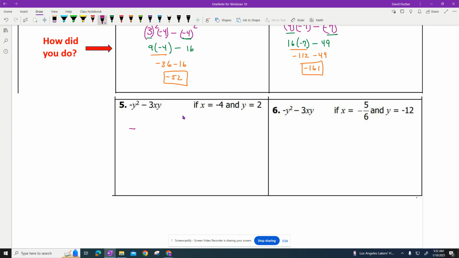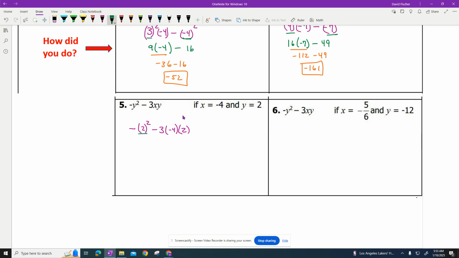I'm going to give that minus sign right there. And then here's my y. I want to put them in parentheses, squared. Minus, there's a 3, x is a negative 4, and my y is a 2. Alright, so now let's go do our exponents. There's no work in parentheses to be done, but I have exponents right there.